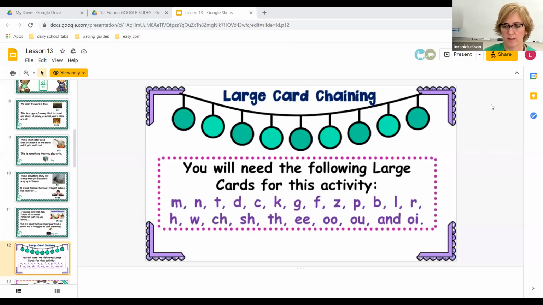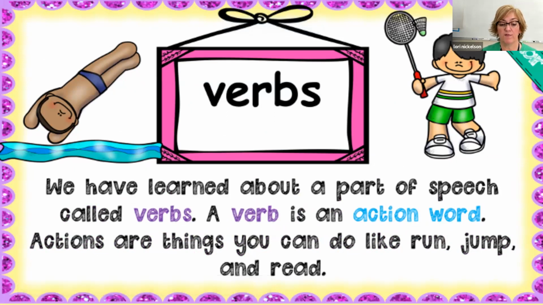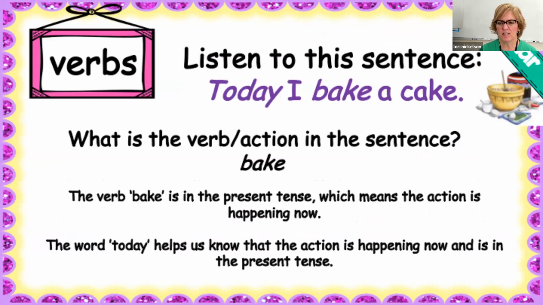All right, so let's get up here. All right, so verbs. We've learned a lot about a part of speech called verbs. A verb is an action word, and actions are things you can do like run and read. So listen to this sentence. Today I bake a cake. What is the verb or action in that sentence? It's bake, right? Well, the verb bake is in present tense, which means the action is happening right now. The word today helps us know that that action is happening now and is in the present tense.